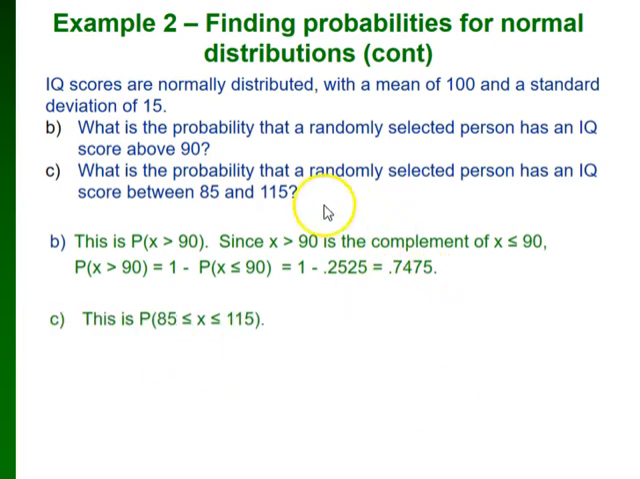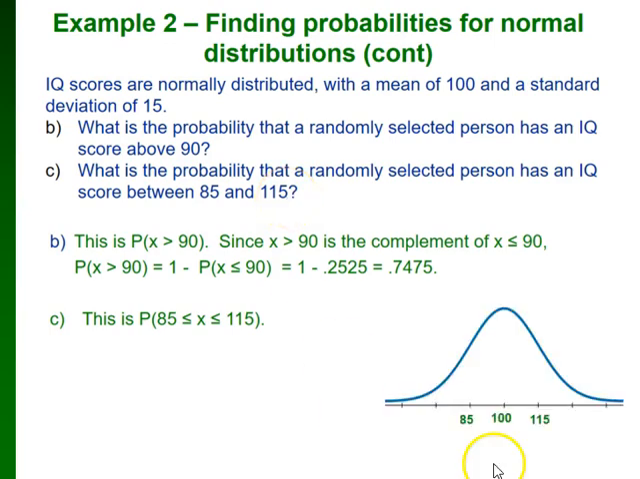For the last example, we're trying to find the probability that the person has an IQ score between 85 and 115. So here's our picture. Our 85 and 115 both happen to be exactly 1 standard deviation away from our mean. We're shading between those two.